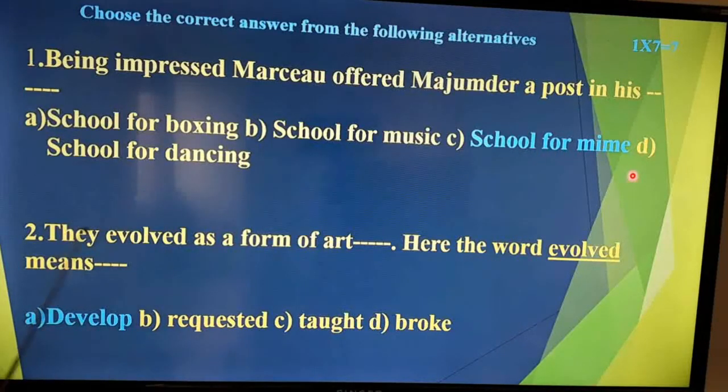Okay. Number 2. They evolved as a form of art. Here the word evolved means what? Alright, evolved means what? Develop. You see, that is develop, requested, taught, and broke. What is the answer? Evolved means developed.